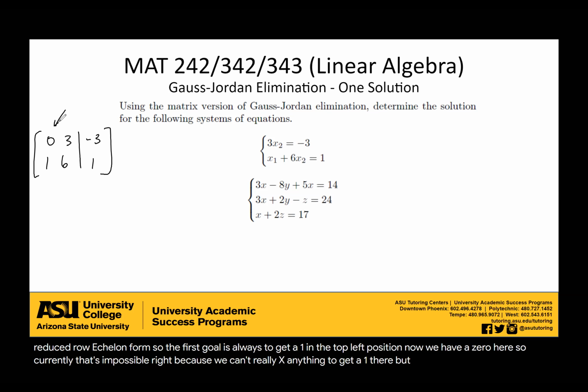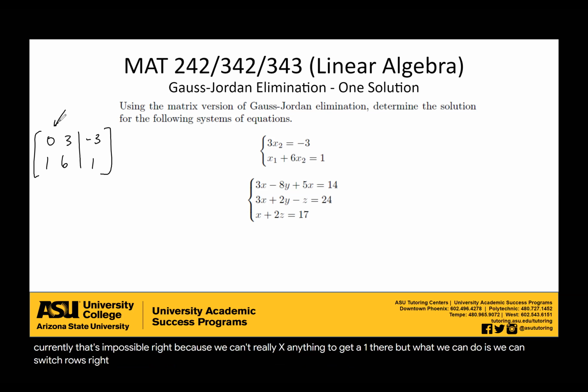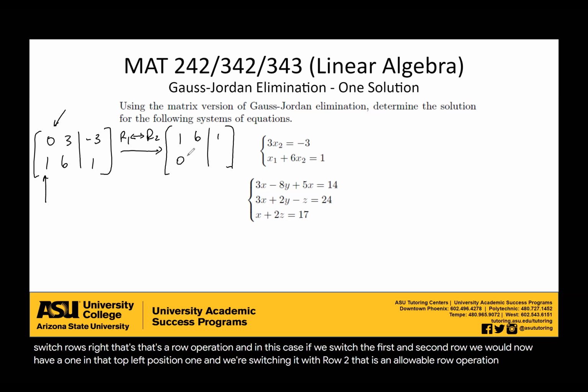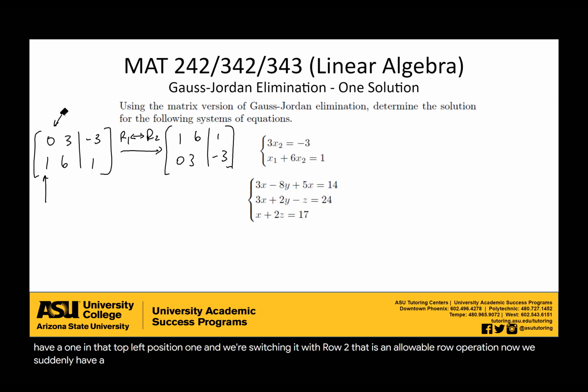But what we can do is we can switch rows, right? That's a row operation. And in this case, if we switch the first and second row, we would now have a 1 in that top left position. So let's do that. Let's do row 1, and we're switching it with row 2. That is an allowable row operation. And now we suddenly have a 1 in that top left position.